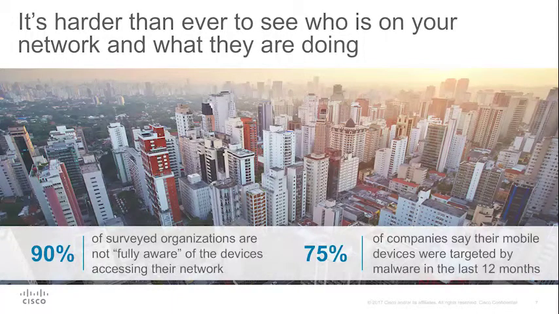Basically, if a company can't see what is accessing their network, it's going to be an even bigger challenge to secure it across all devices and all users for proactive protection against threats. And it's not really a matter of if a company's data will face a security threat, such as a data breach or malware attack. It's a matter of when. 75% of companies say their mobile devices were targeted by malware in the last 12 months. Data theft and targeted phishing campaigns are on the rise and are becoming increasingly sophisticated.